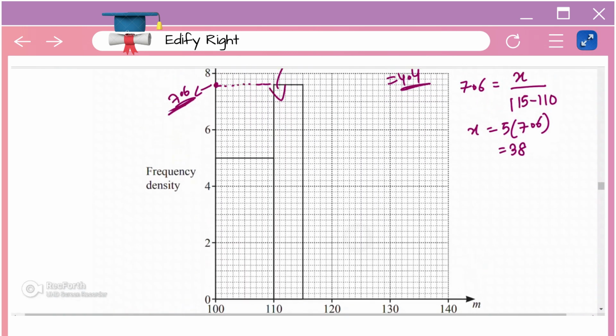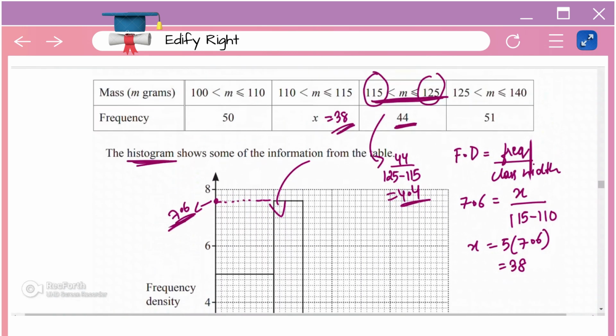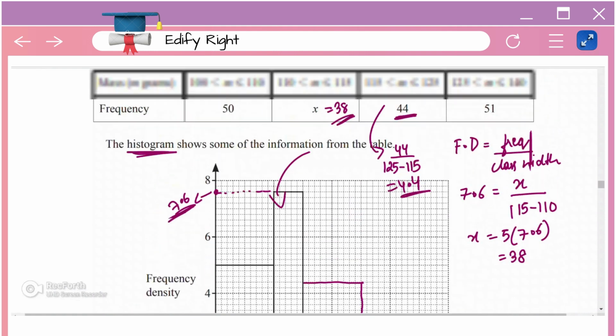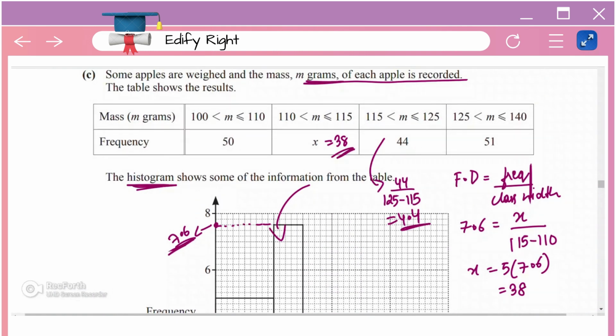So let's try to draw that over here. So we have 125 somewhere over here. Yes, this is 125. It's going to go up to 4.4. So this is 4.4. Yep. So this is the rectangle for my third box in this distribution.